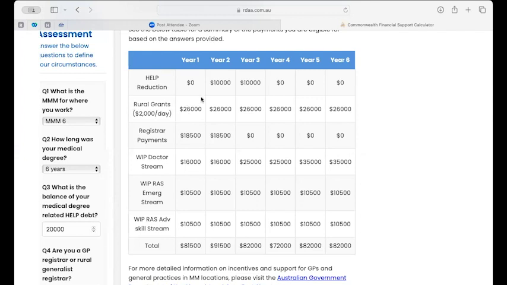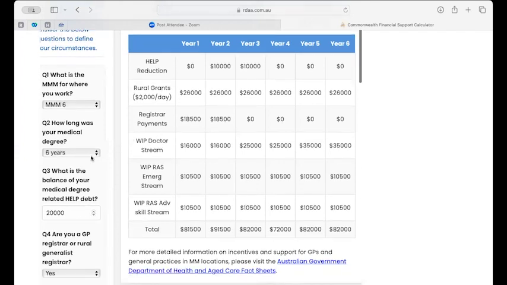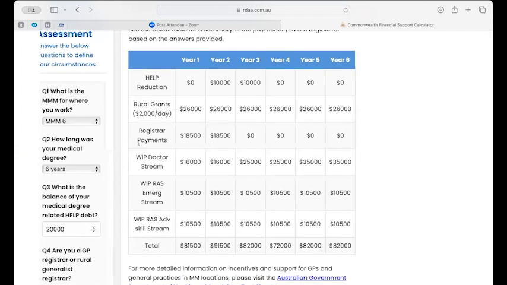If you don't access your full entitlement of days, that will be reduced. Your registrar payments, so we've said this person is a registrar and on the AGPT program. So there are 2 term payments per year. So we've totaled them up to give you a full year allocation if you stay in the same location. If you move locations, and particularly different modified Monash ratings, that will change.